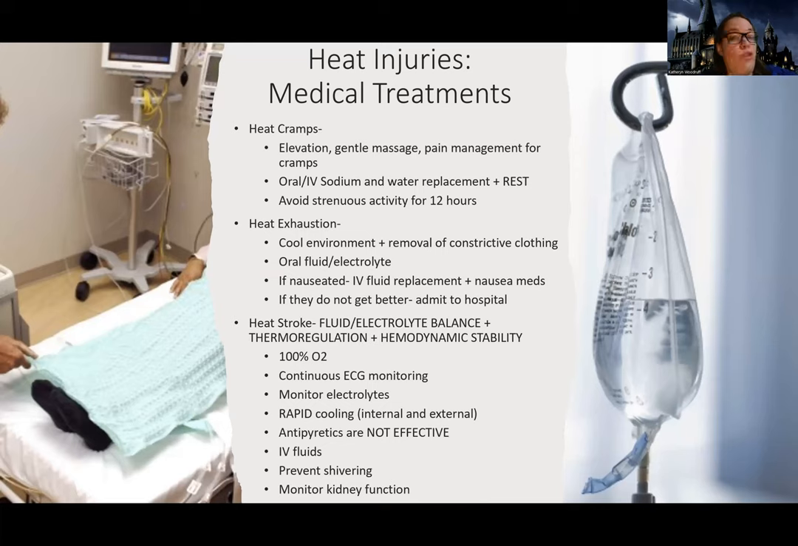Then IV fluids, like I said, will usually be cool IV fluids. We're trying to hydrate, but we're also trying to cool. We want to prevent shivering because if they start shivering, then their body temperature is going to get warmer. There are medications that can be used to prevent shivering if needed. And then monitoring their kidney function, making sure that they're staying stable and have good urine output. Sometimes with the shivering or with the heat injuries, they can have muscle breakdown, so just watching it closely.